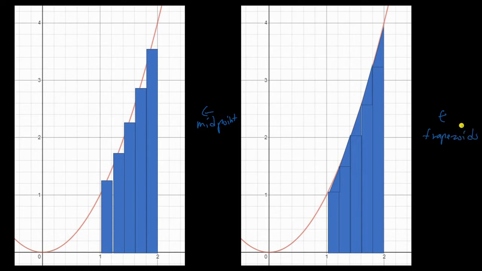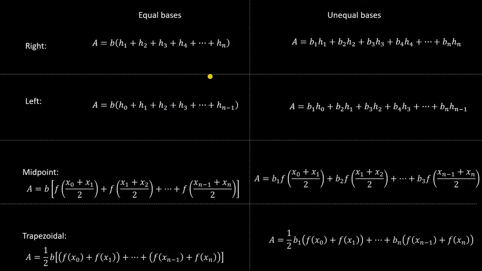For all of the four methods, notice that as the number of quadrilaterals increases, the approximation gets better and better. Here are formulas for the four methods. If the bases are equal, the approximation for the right endpoints is going to be the base times each of the right heights. For the left rectangles, just replace the right endpoint with the left endpoint.